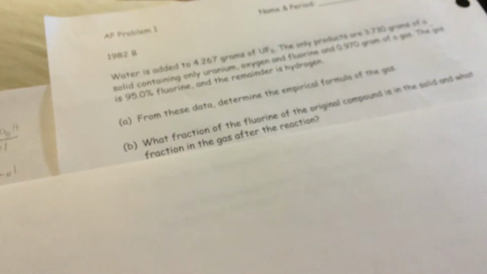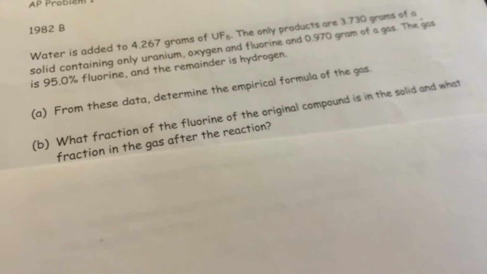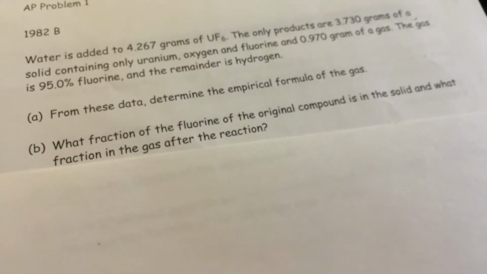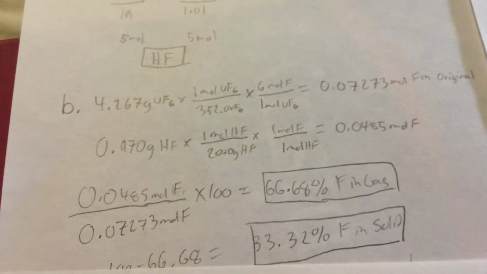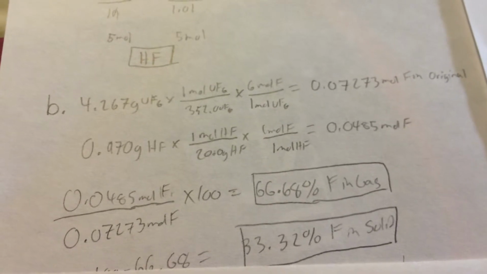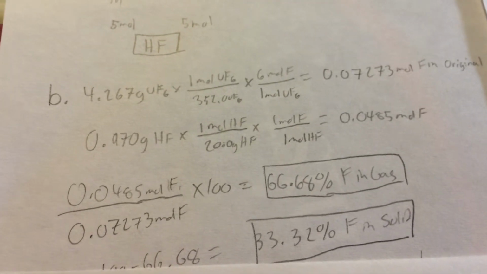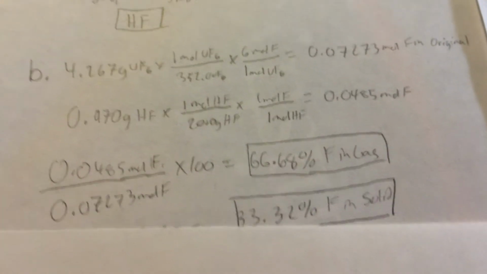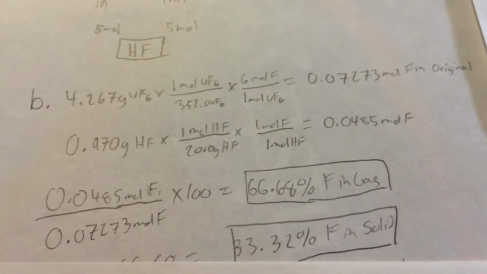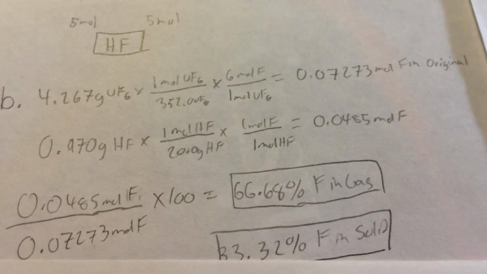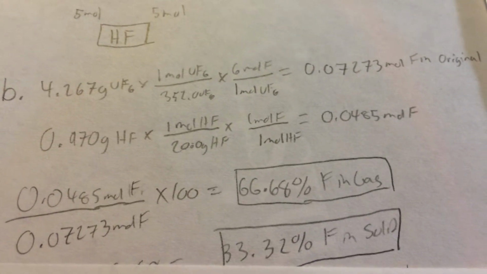For question B, what fraction of fluorine in the original compound is in the solid, and what fraction is in the gas after the reaction? Here's B. You start with 4.267 grams of UF6 times 1 mole of UF6 over its molar mass, which is 352 grams. Then you multiply by the molar ratio, which is 6 moles of fluorine to 1 mole of UF6, which gets you 0.07273 moles of F in the original.